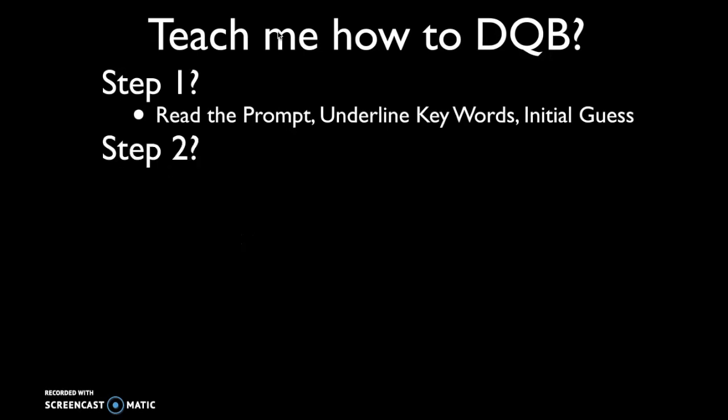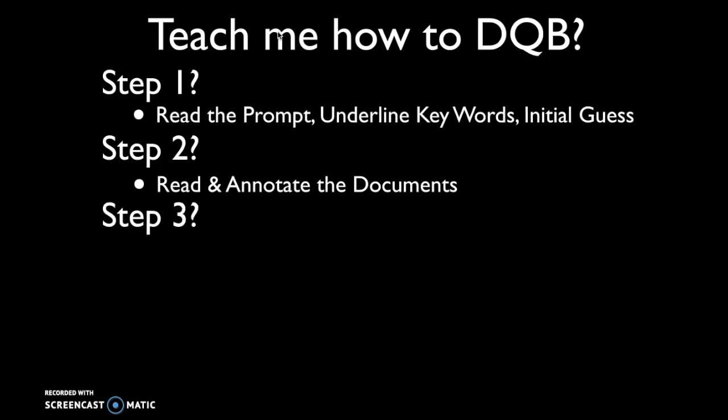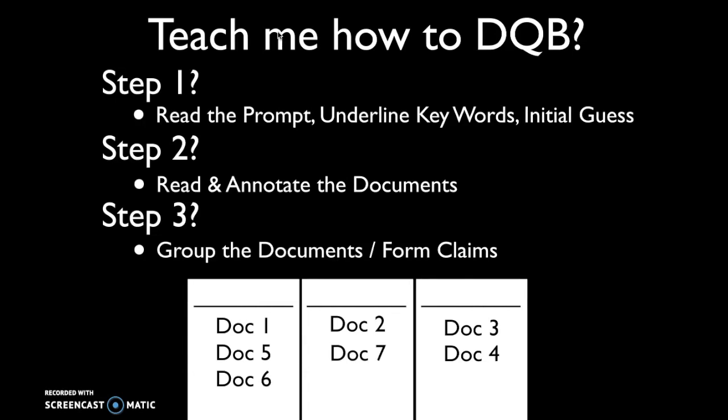Step 2, after you've read the prompt and underlined the critical words, as you get to the documents, you read and annotate all 7 documents. Step 3, once you've read those documents, you're going to group the documents and start forming claims. So you're going to be placing documents that share similar characteristics, that you can build a claim around, into various categories. These are just randomly done, so don't think this is applicable to this DBQ.